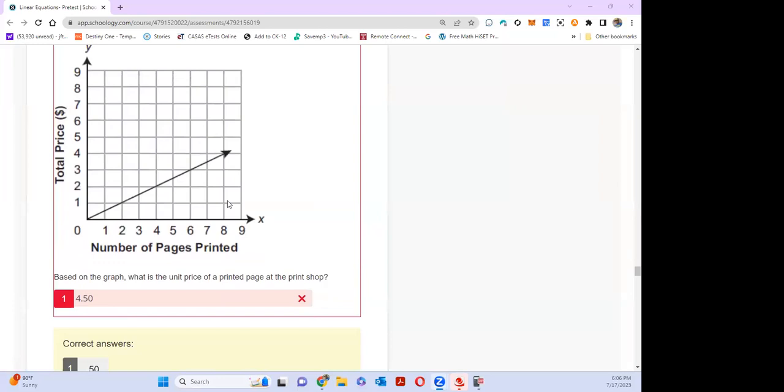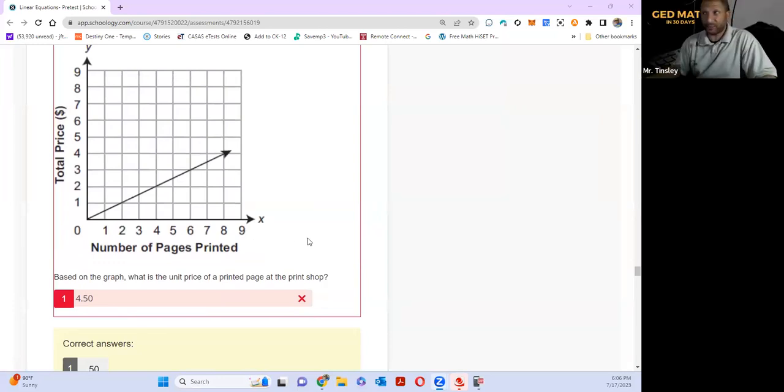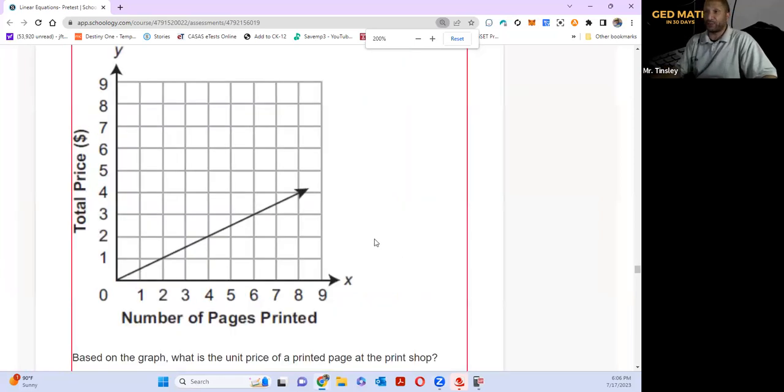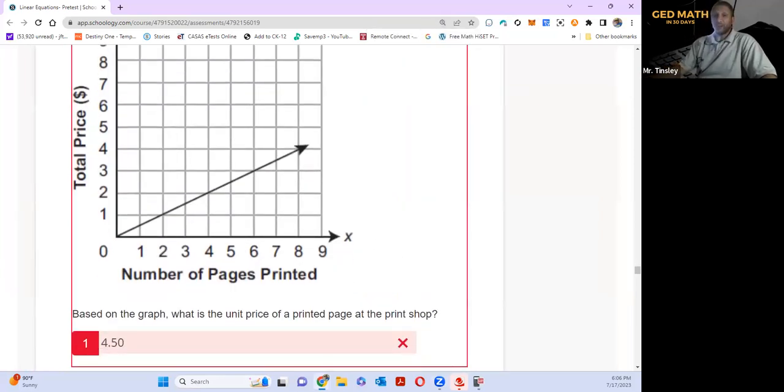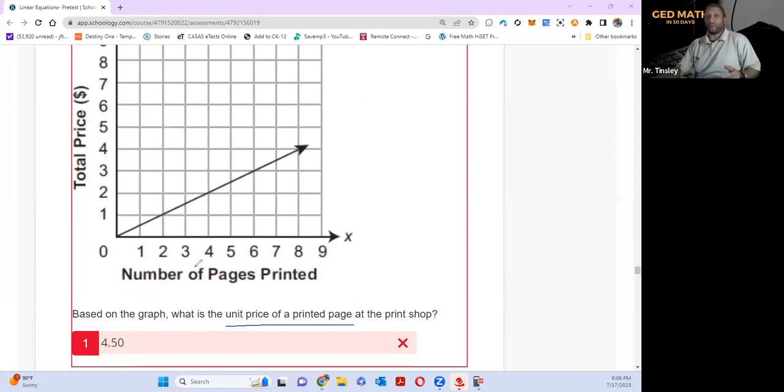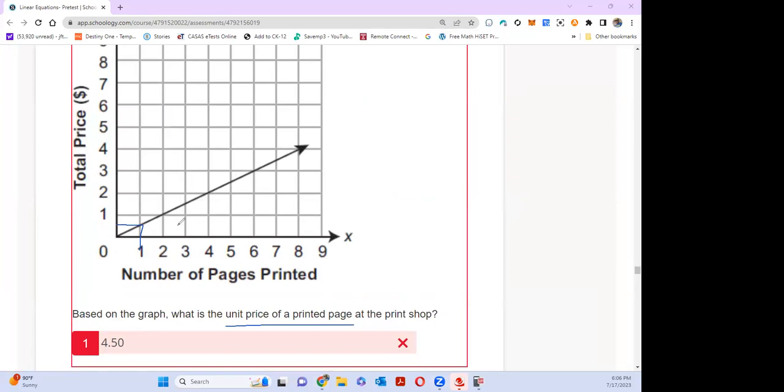Even on this one, look, everybody gets this problem wrong. If I showed you the stats on this, it's like 8% get this right. But in order to understand slope, it says based on the graph, what is the unit price of a printed page? The problem is everybody goes with 1 right here and tries to figure out what that is. Well, you don't know what that is. Is that 50 cents? 60 cents? 53 cents? You don't know.